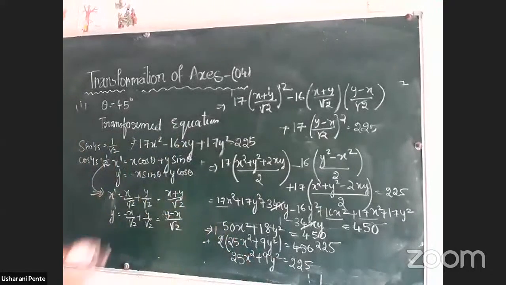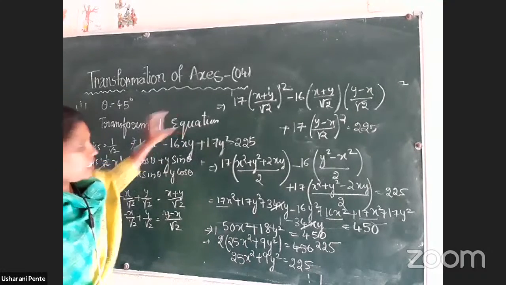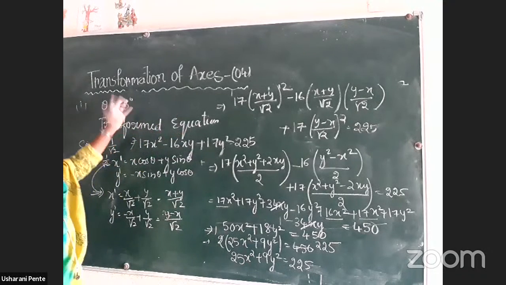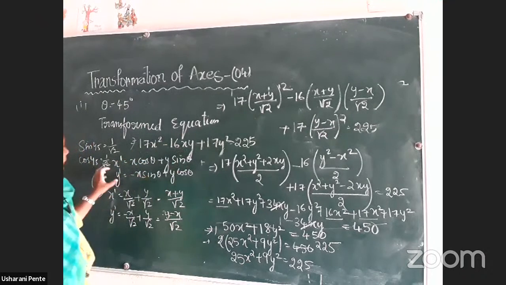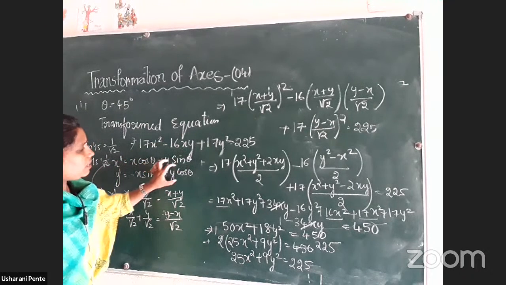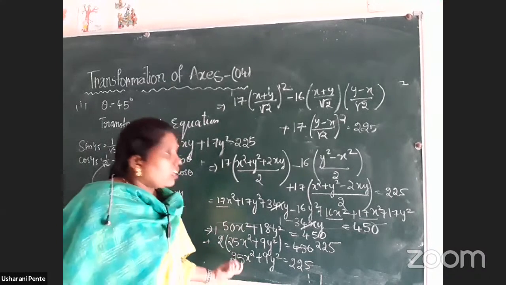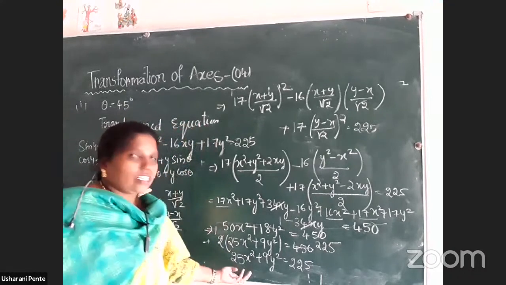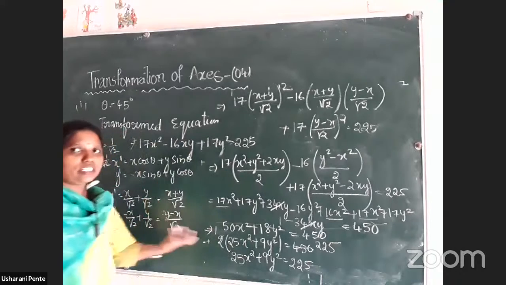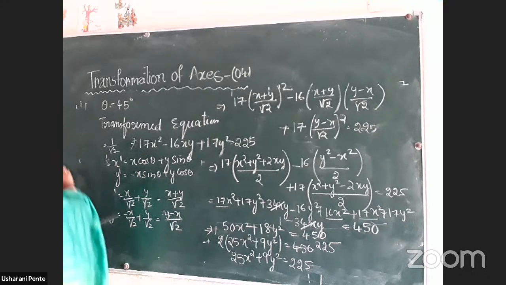Okay. So when they have given the theta and they have given the transformed equation, just like substituting x dash is equal to x cos theta plus y sin theta and y dash is equal to minus x sin theta plus y cos theta, we are finding the original equation by substituting this point. This is one. Hope you have all understood this problem.